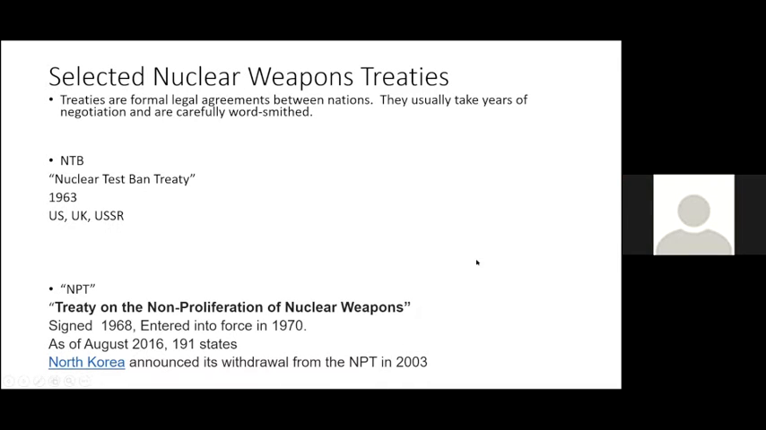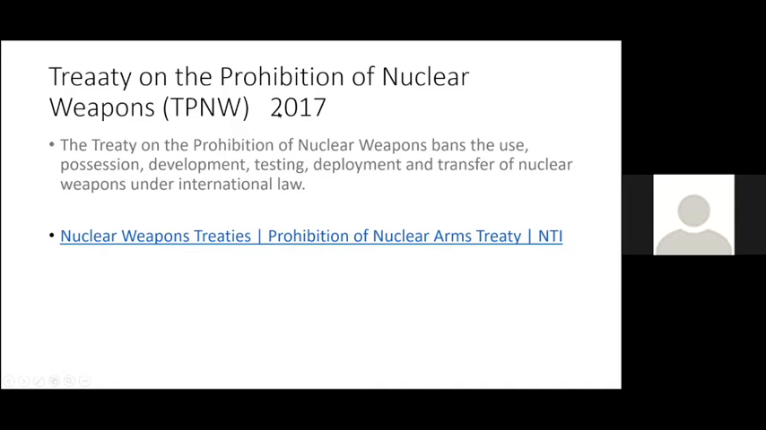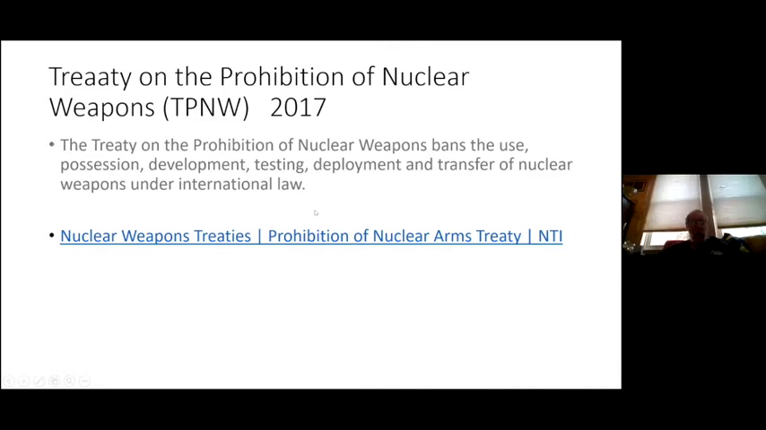And then in 1970, the Treaty on the Non-Proliferation of Nuclear Weapons, NPT, was enforced with 191 states. North Korea announced its withdrawal in 2003. Treaty on the Prohibition of Nuclear Weapons, I'll change that typo later, went into effect in 2017. And it bans the possession, development, testing, deployment, and transfer of nuclear weapons under international law.